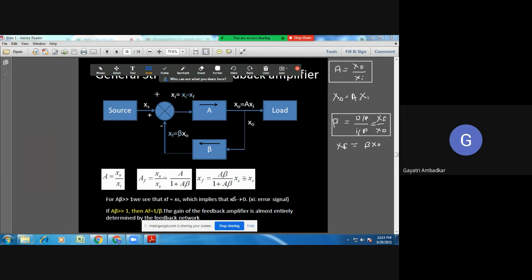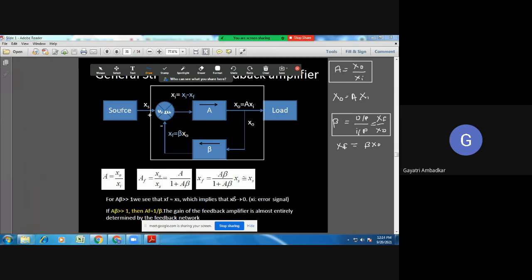Now when I have to apply feedback, I will consider this network. I will not give the input directly, but I will give the input through the mixer. So this is the mixer stage. What is this? This is a mixer.